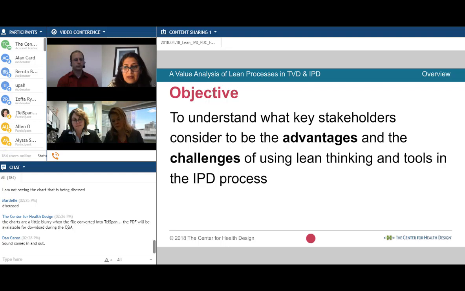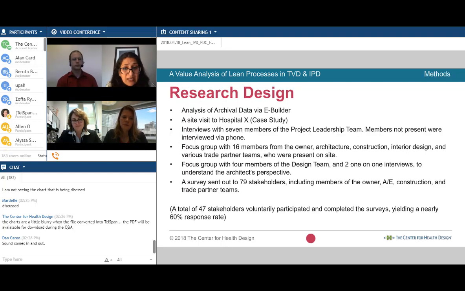Our methods were very practice-based, right? So we started with what data exists. Because it was a lean IPD project, everything was documented. We had a lot of archival data in the e-builder, including the A3s. So imagine a situation where every design decision has a record of why it was made, what was the rationale, what was the supporting research, and what was the cost associated with that decision. So we looked at that data.